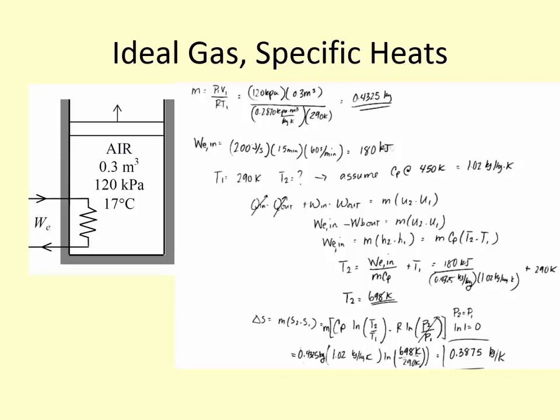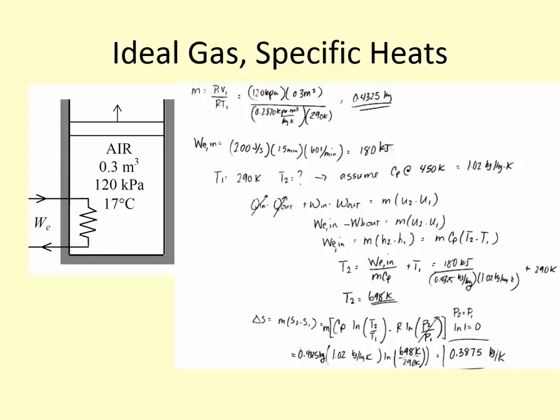450 Kelvin, and then after we've calculated our final temperature, we're going to go back and check and see if our assumption, or our approximation, was close. So then we go back to this equation and we solve for T2. T2 is equal to the work electrical in divided by M times C sub P, plus T1.